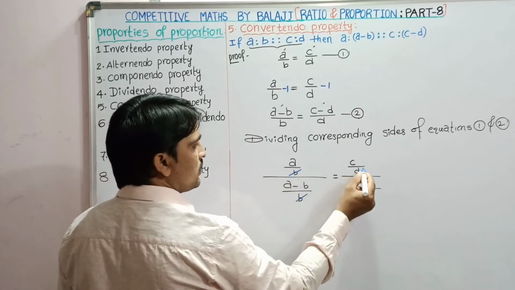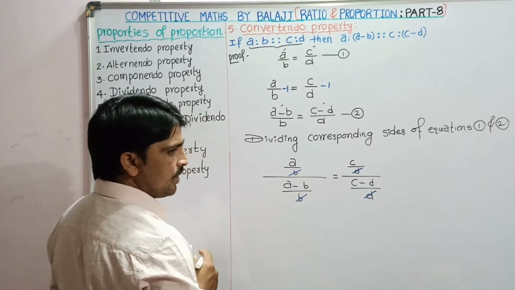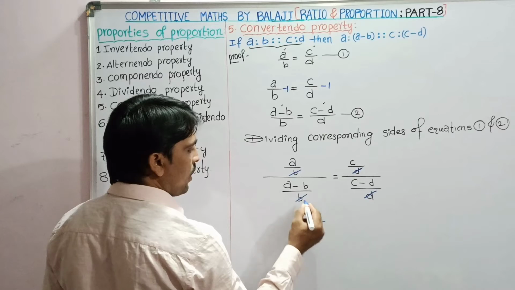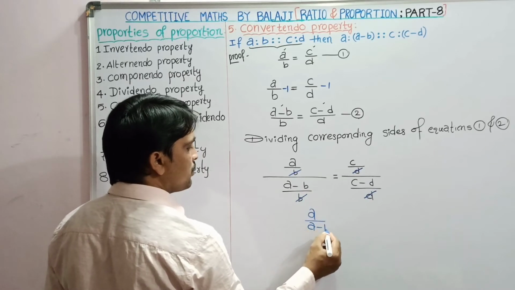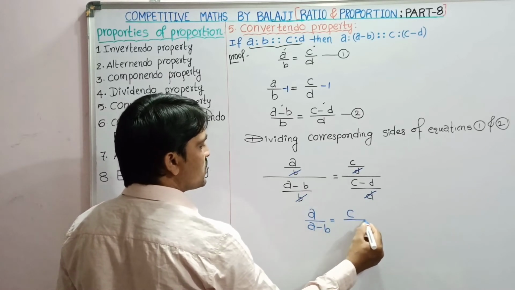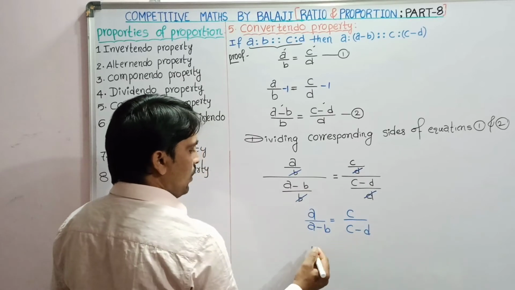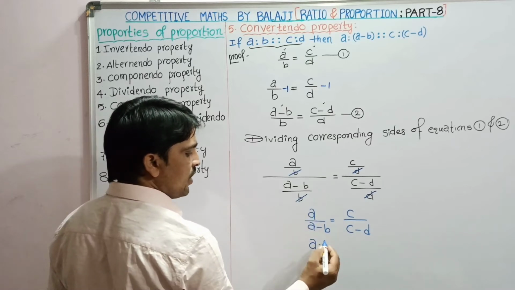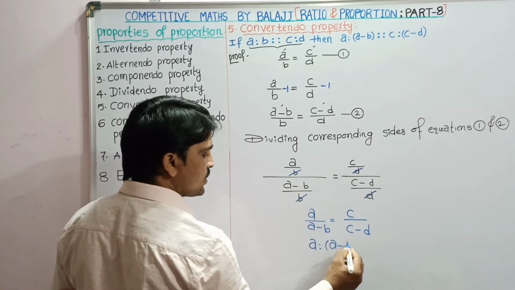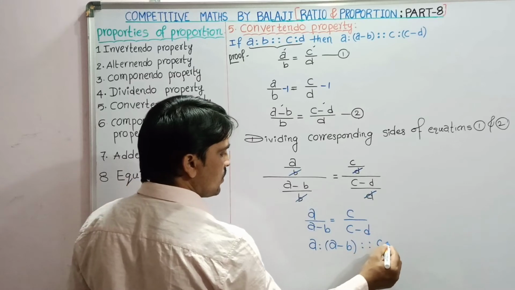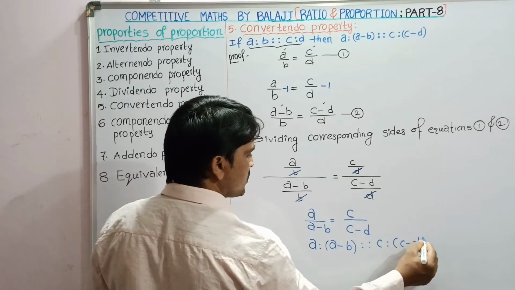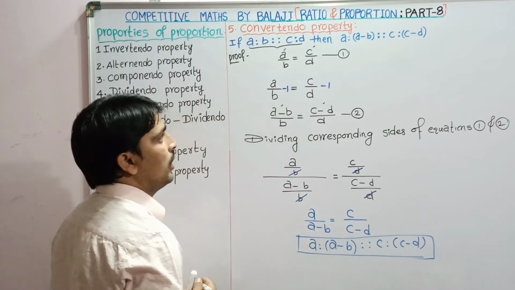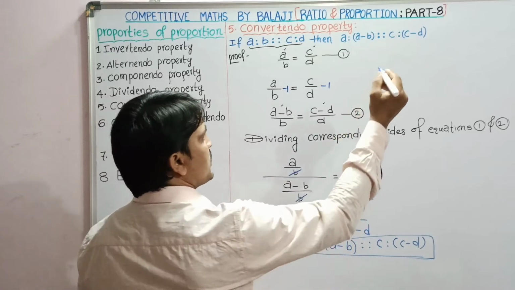B gets cancelled, D gets cancelled. Equal denominators get cancelled. What we have in the numerator is A and in the denominator is A minus B, equal to C by C minus D. So this is expressed in terms of ratios as A is to A minus B as C is to C minus D. So this is our required answer. Hence proved. Let us see one example.